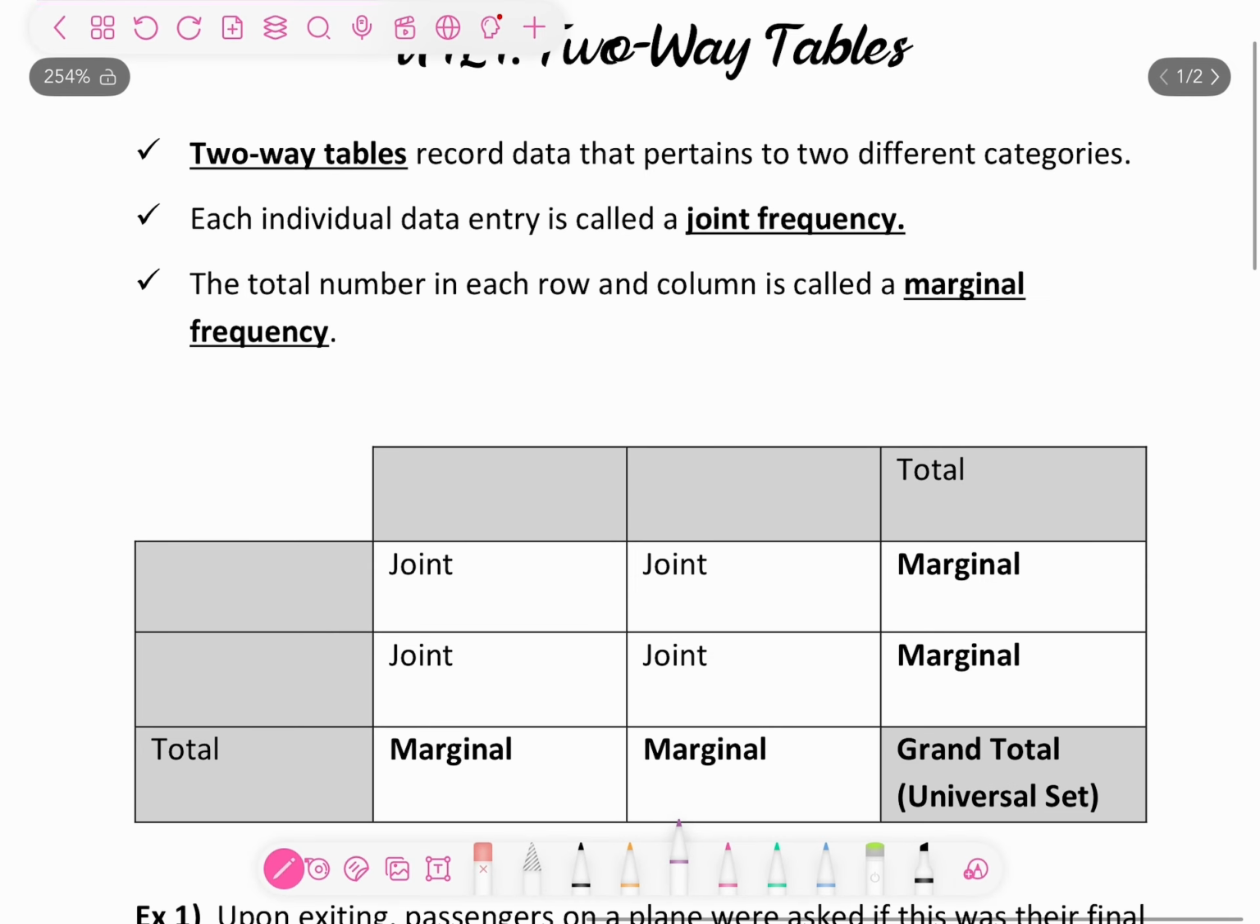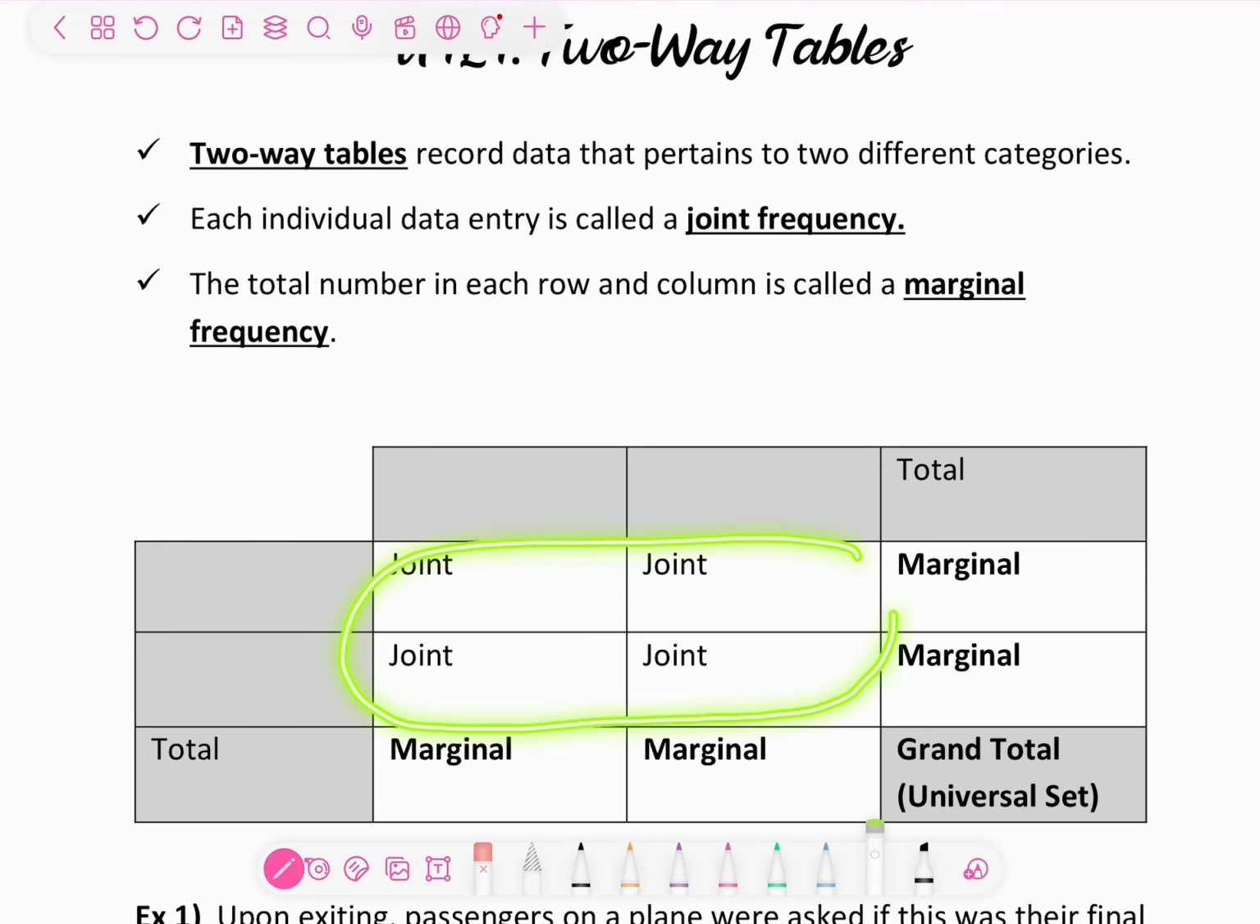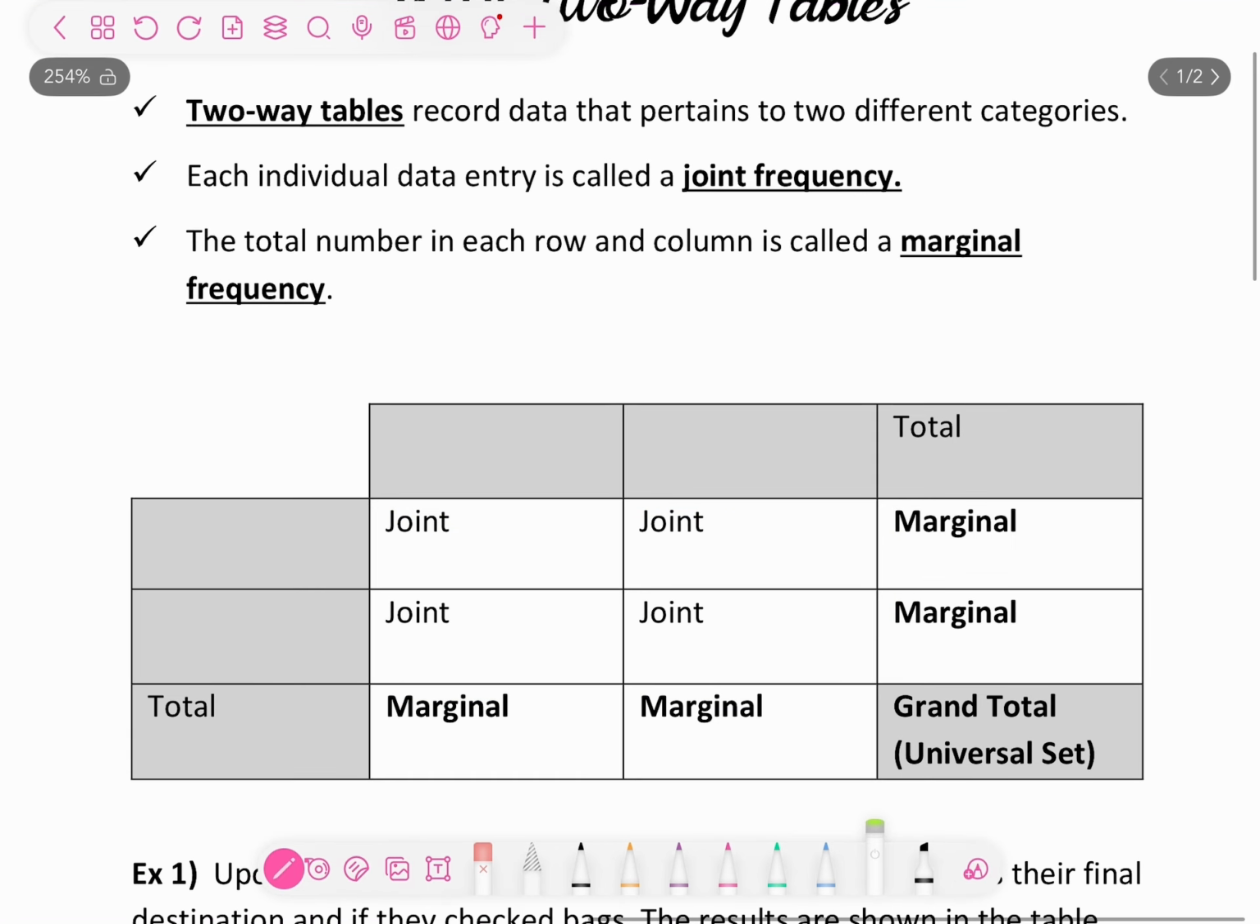Each individual data entry is called a joint frequency. You'll see the joint frequencies are going to be in the middle of that table. And then the total number in each row and column is called a marginal frequency. Those frequencies are basically in the margins, on the right side and the bottom. And then the grand total, or the universal set, is going to be in that bottom right corner.